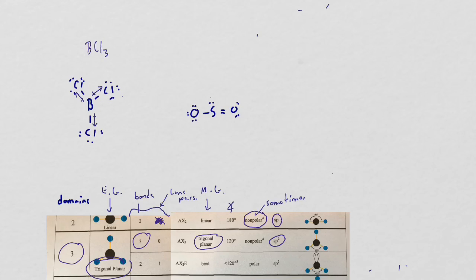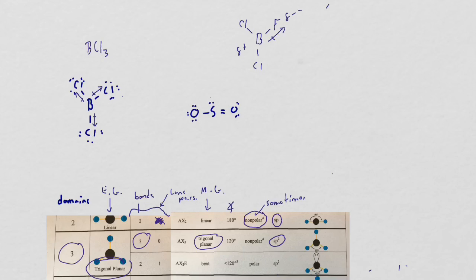But be aware, if this had been something like BF, where the atoms were not the same, then the bond polarities would not be the same. The fluorine would be pulling harder, and so this side would end up being negative, this side would end up being positive. But if it's a trigonal planar molecule like this, and the three atoms around the center are exactly the same, it is a nonpolar molecule.